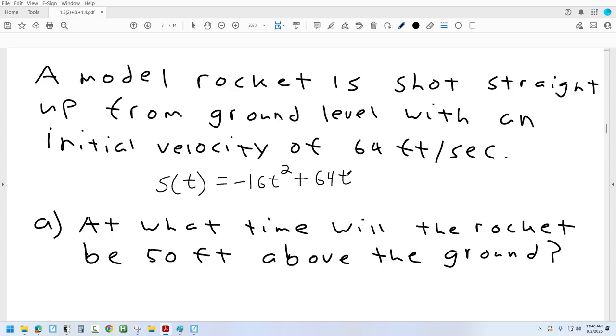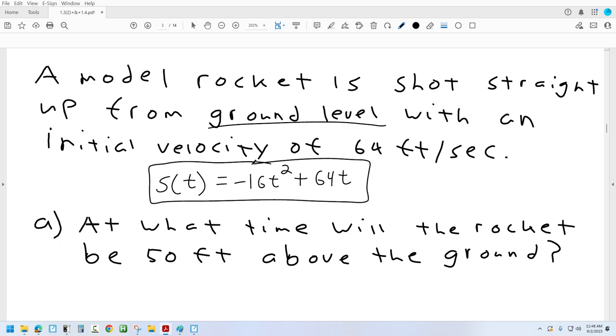You don't have to give me a number, just tell me what it is. Yep, it's the initial height. What's the initial height in this problem? Yeah, zero. Right? Ground level. Okay, so now we've got the formula that we need. What time is the rocket at a height of 50 feet?